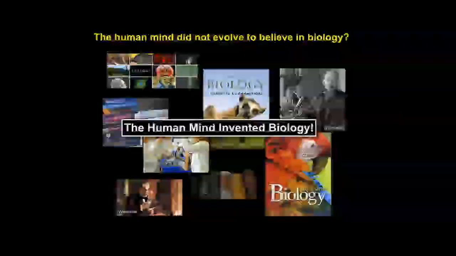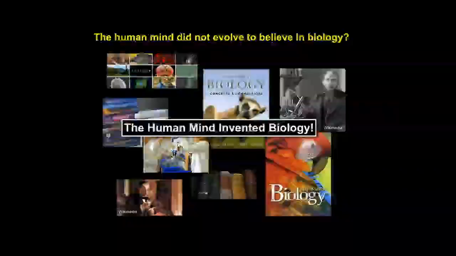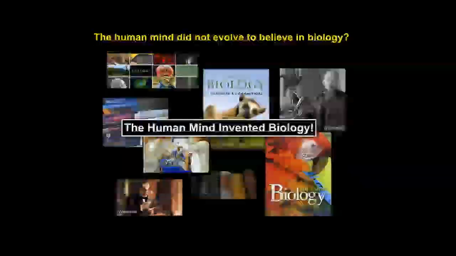Now I know Ed Wilson. If there was a Nobel Prize for evolution, he would have won at least two of them. He's a wonderful fellow. He's still productive well into his late 80s. He writes brilliantly, but that sentence, the human mind did not evolve to believe in biology, struck me. The human mind invented biology. Biology is a human creation. And to the extent that we can do science, science itself is a product of the human mind.